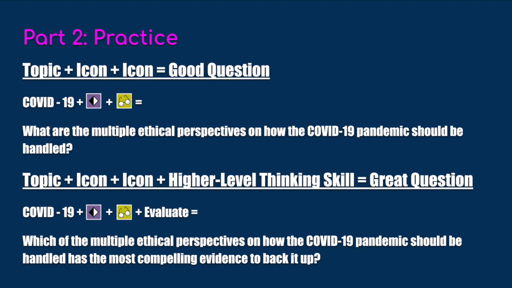So taking my topic, COVID-19, adding ethics, multiple perspectives, and the evaluate thinking skill, the question I have now is really supercharged: which of the multiple ethical perspectives on how the COVID-19 pandemic should be handled has the most compelling evidence to back it up? So now kids are doing all different kinds of things, all different levels of thinking, just by combining icons with that thinking skill.